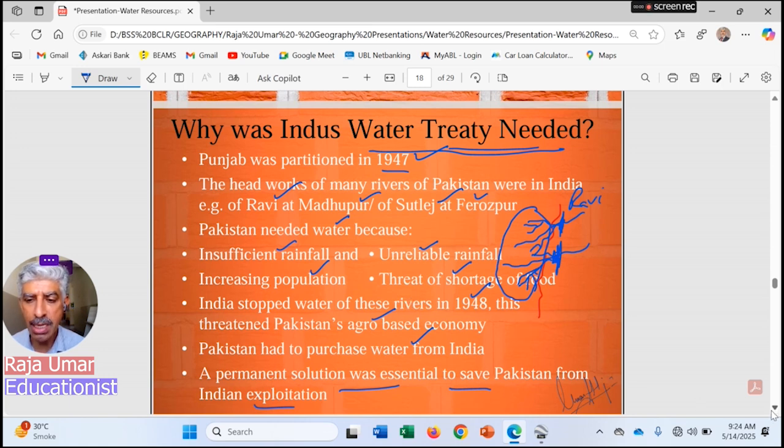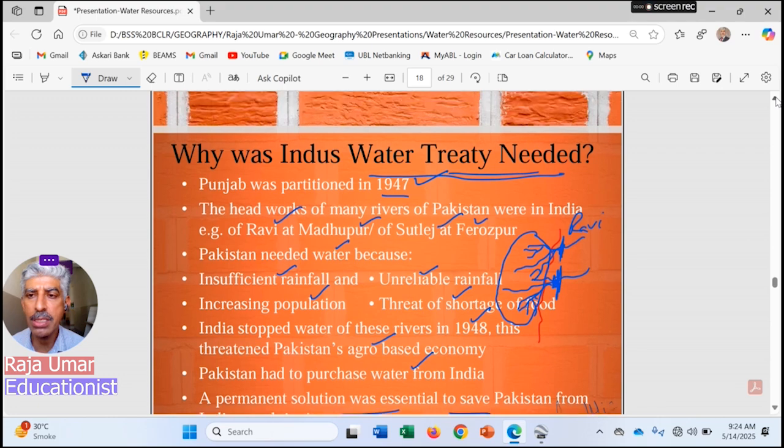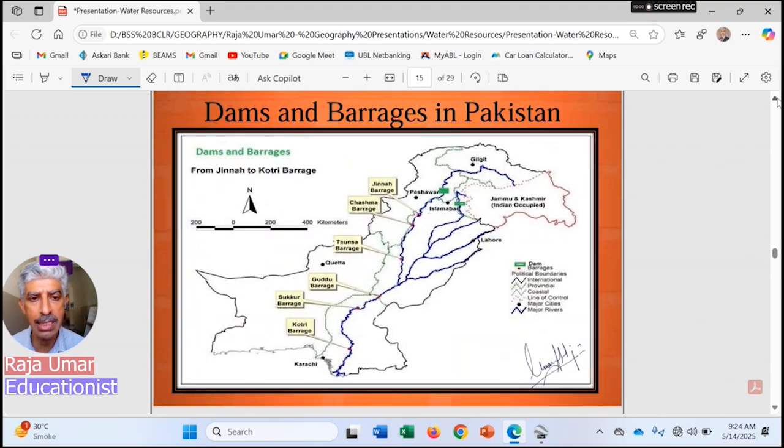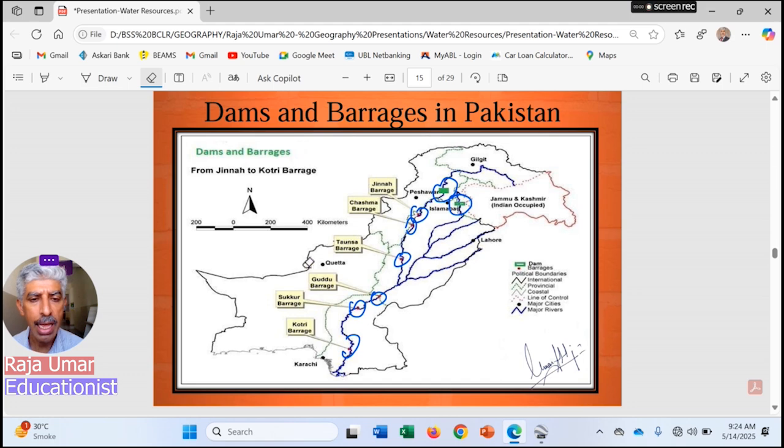As we discussed the dams and barrages in our yesterday's lesson, Mangla and Tarbela were started in the same phase during the 1960s after the Indus Water Treaty. And all these barrages, Jinnah Barrage, Chashma Barrage, then Tonsa Barrage, Guddu Barrage, Sakhar and Kotri Barrage, were started in the same era during the 1960s.